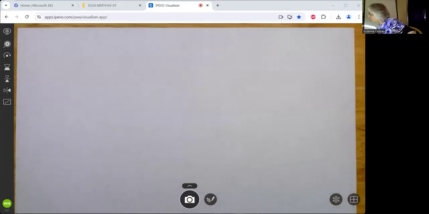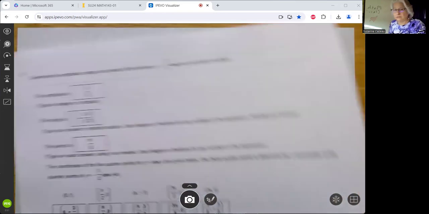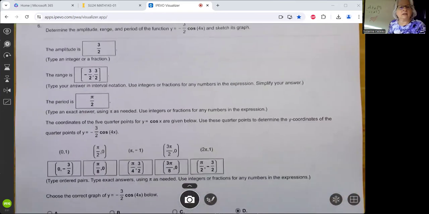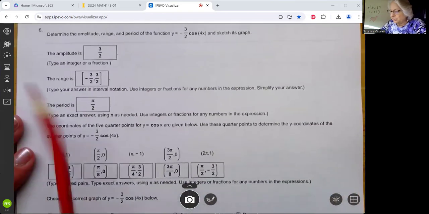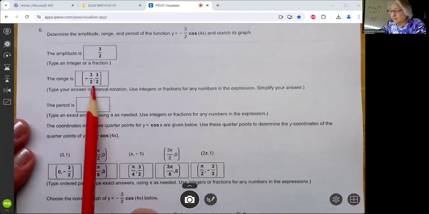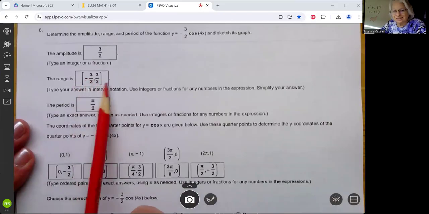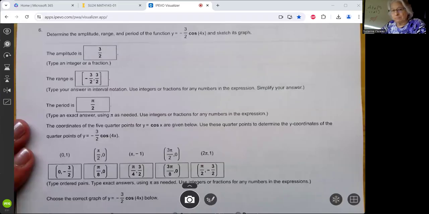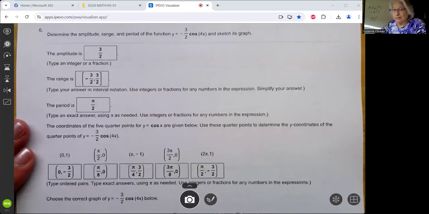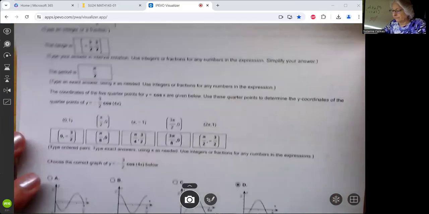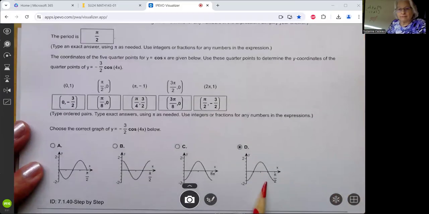Number 6. So this is what it looks like. Your range is -3/2 to 3/2. Now you're going to have brackets on these, so that means it's going to include the endpoints. And there's the graph right here.